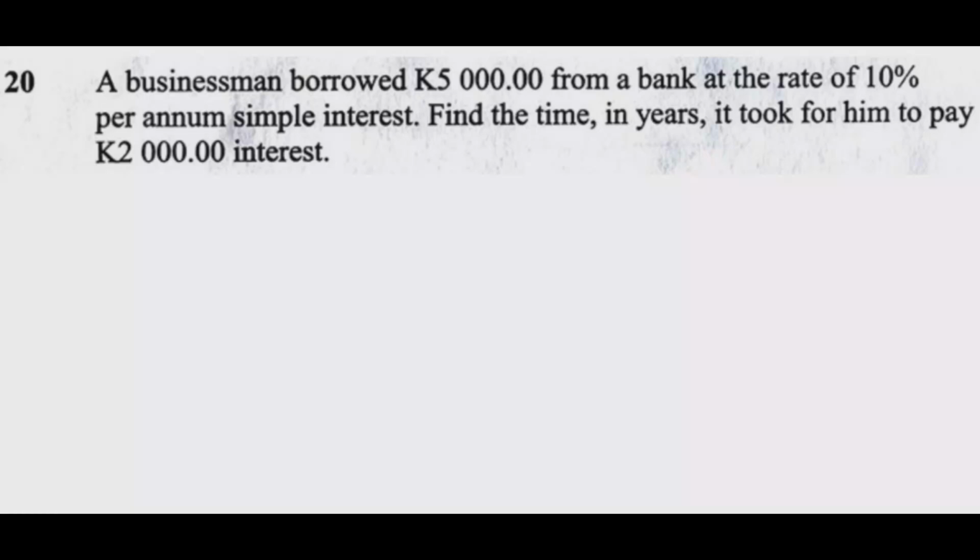We come to question 20, which is as follows. A businessman borrowed 5,000 from a bank at a rate of 10% per annum, simple interest. Find the time in years it took for him to pay 2,000 kwacha interest.